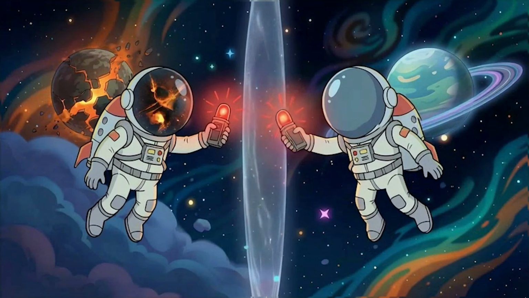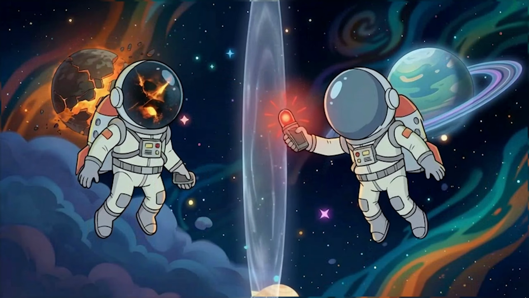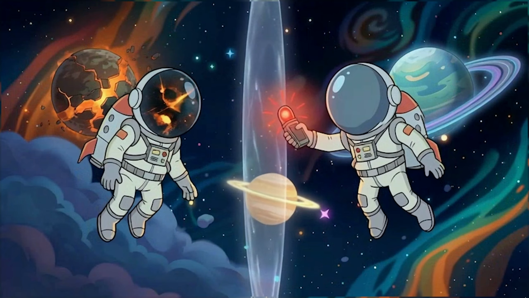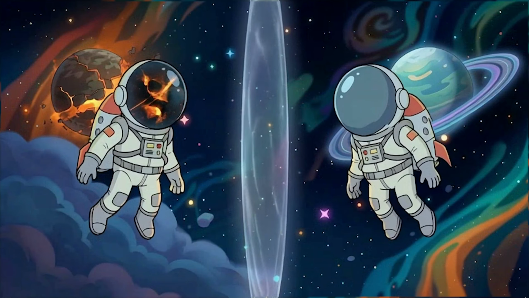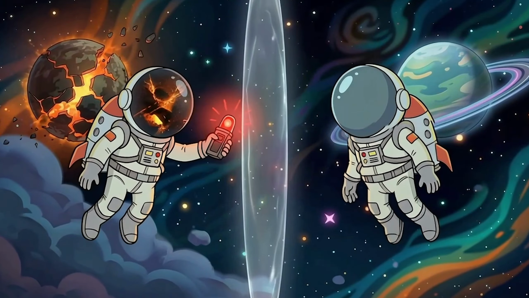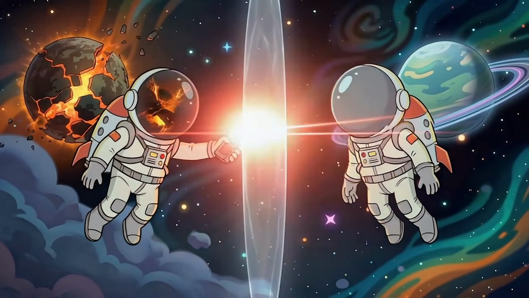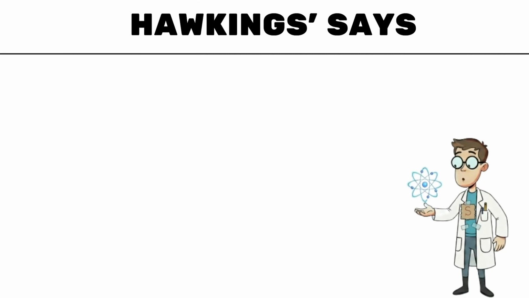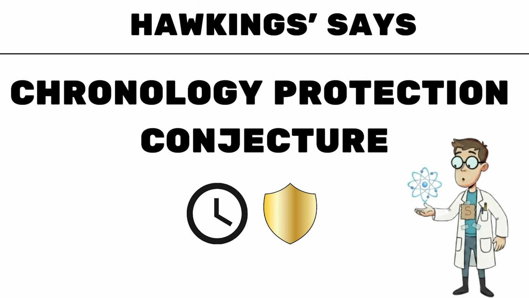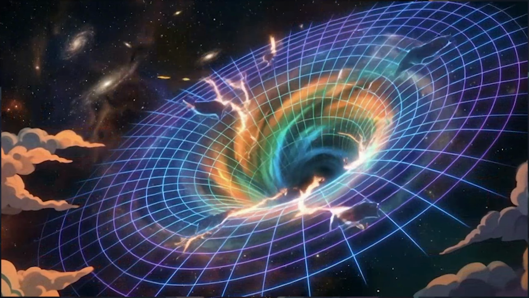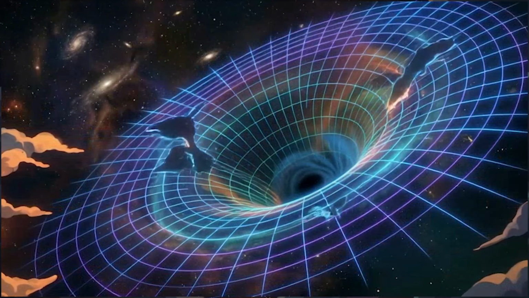You could send yourself a warning about a disaster that hasn't happened yet, preventing it, eliminating the reason for the warning, restoring the disaster. These are not philosophical curiosities. They represent a breakdown in the logical structure of space-time. Stephen Hawking proposed the chronology protection conjecture. The idea that the laws of physics conspire to prevent time travel and preserve causality.